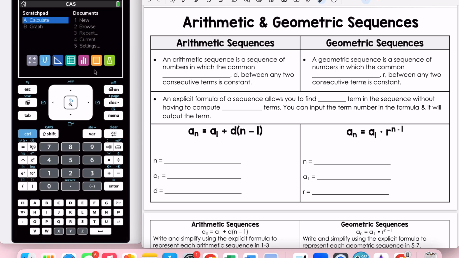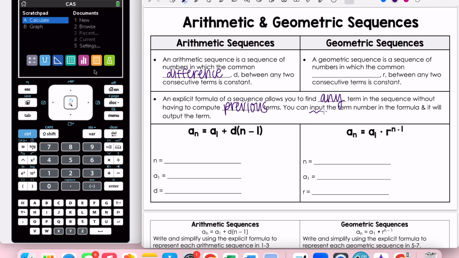So an arithmetic sequence is a sequence of numbers in which the common difference, or D, between any two consecutive terms is constant. Now, guys, when we are looking at sequences, we use what is called an explicit formula. An explicit formula of a sequence allows us to find any term in the sequence without having to compute previous terms. You can input the term number in the formula and it will output the term.